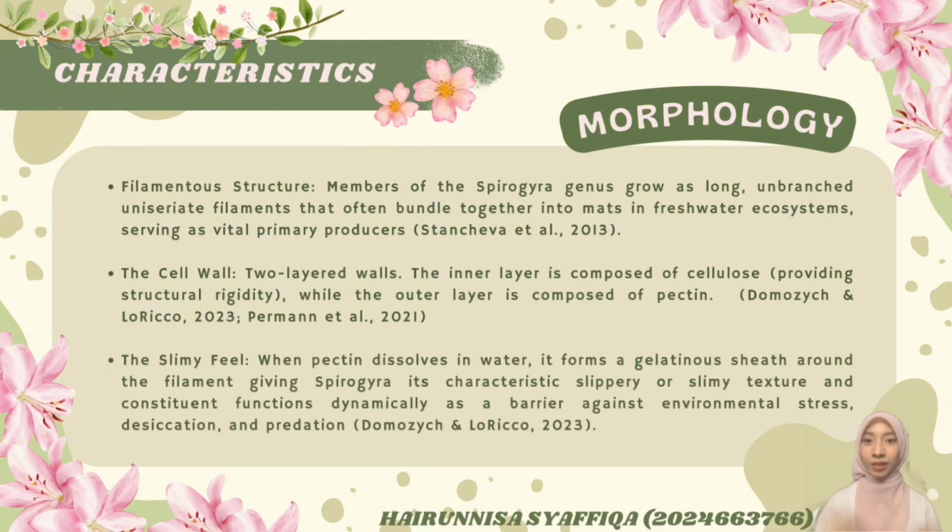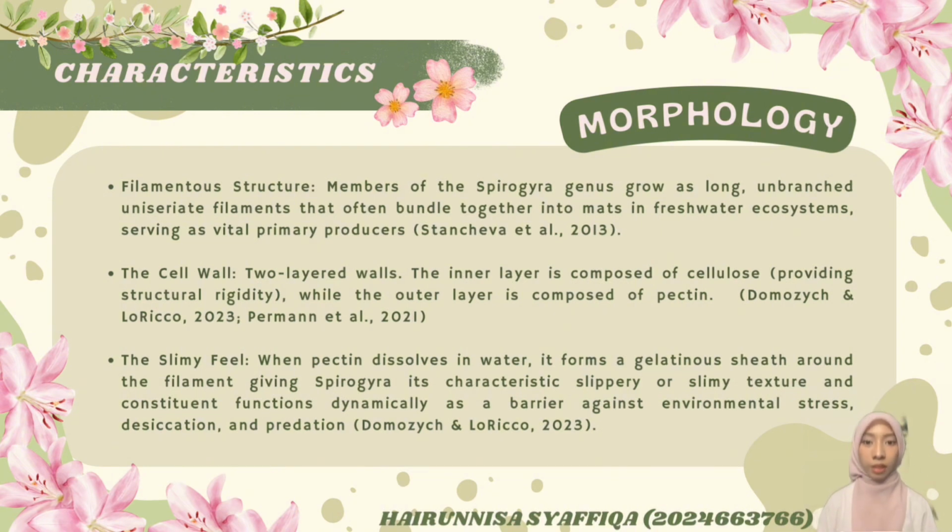Now, let's talk about the characteristics of Spirogyra sp. The first one, I would like to mention, is the morphology, also known as the structure of Spirogyra. First and foremost is the filamentous structure, in which members of the Spirogyra genus grow as long, unbranched, unicellular filaments that often bundle together into mats in freshwater ecosystems. Spirogyra sp also serves as a vital primary producer.